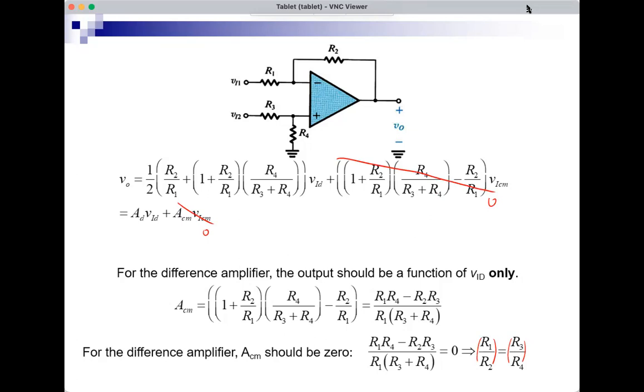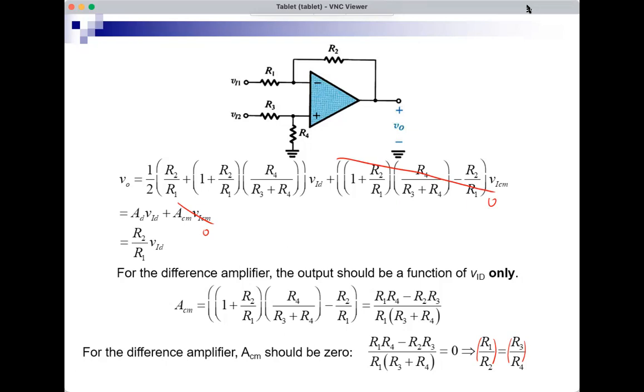I want an output which is just some gain times the difference. And the condition is quite easy to achieve. I mean, just make R1 over R2 equals R3 over R4. What kind of gain do we get? What would be AD in this case? It will be R2 over R1. So if you want a certain gain, say 10, make R2 10 times R1. So this will give you the gain.